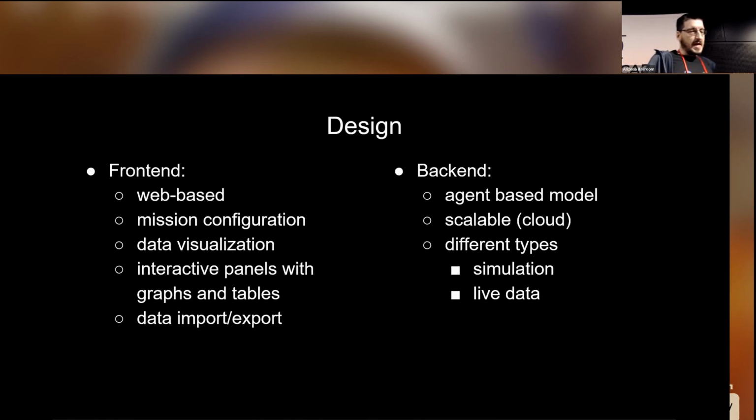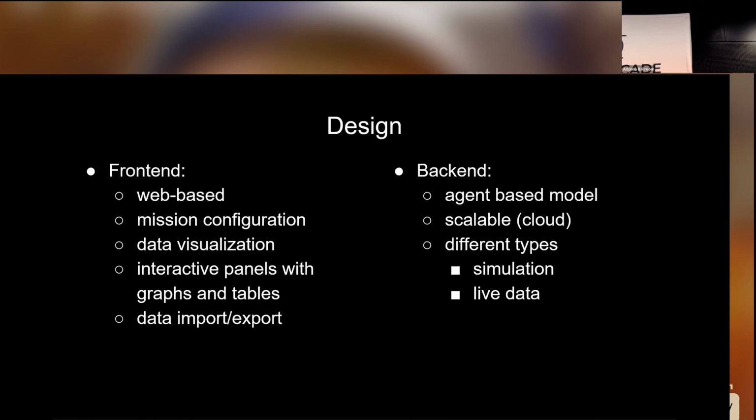So a bit about the design of SIMOC. SIMOC has two main parts, what we call the front end and the back end. The front end is what you see when you go on the National Geographic website. It's a web interface. It allows you to create a mission, so set up a mission where you decide how many people are going, how long they are going to stay there, how much food they bring, how many plants, what kind of plants.